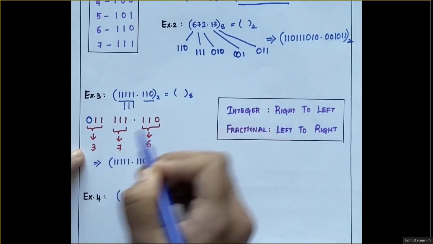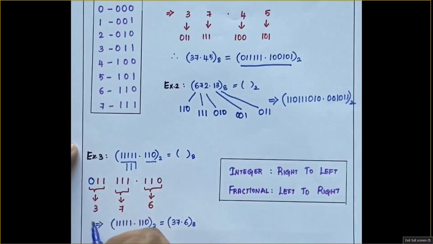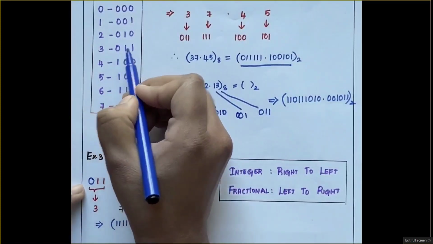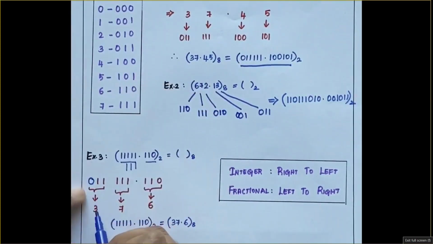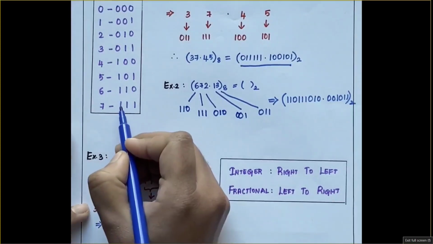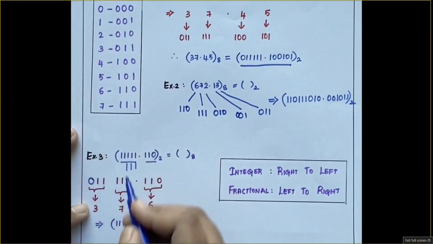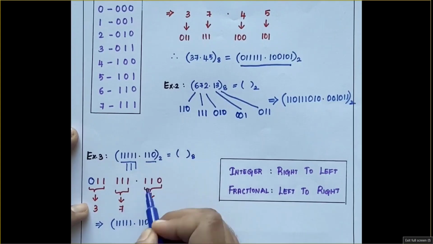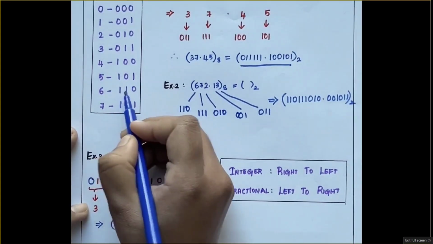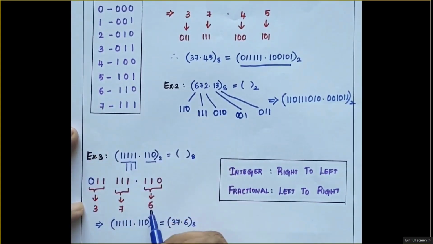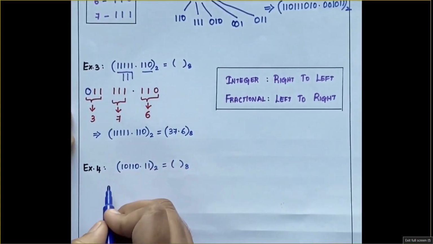So 011 is represented with 3. From the table we can pick up the value. For 011 it is 3. So we can write it over here. Next for 111 the equivalent value is 7. So 7 is written. Next 110, so the equivalent value is 6. So we can write it over here. So for the given binary value, the equivalent octal value will be 37.6. So this is how we have to convert the binary number to an octal number.